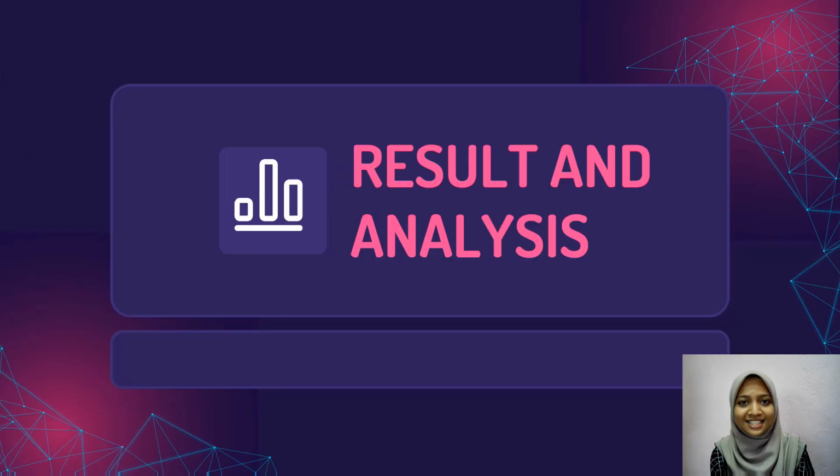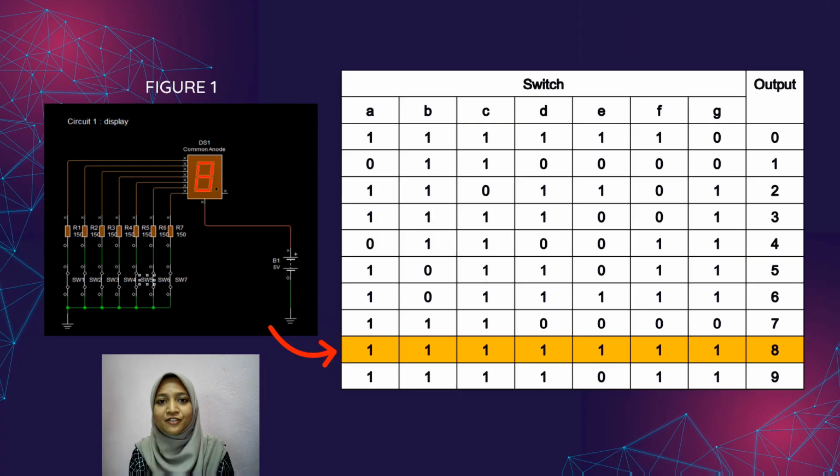Results and analysis. Firstly, this is the result for the first circuit. As we can see, the output is displayed in decimal form, from 0 until 9, and there are 7 inputs for this circuit, which are A, B, C, D, E, F, G. If we switch on all the inputs, the output will display number 8.